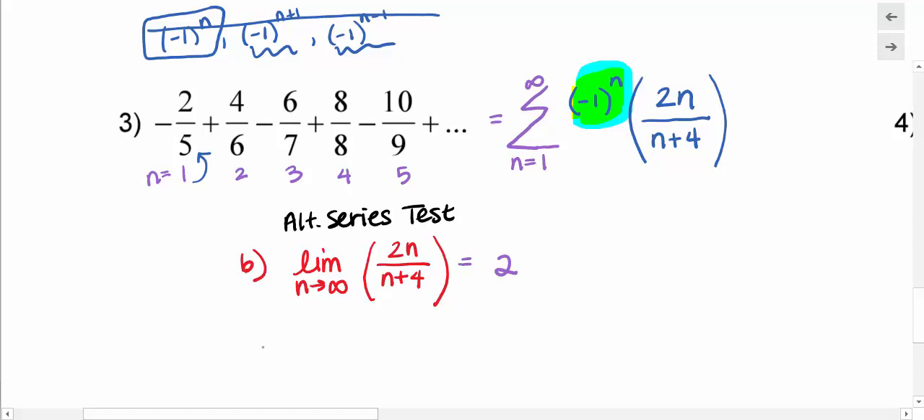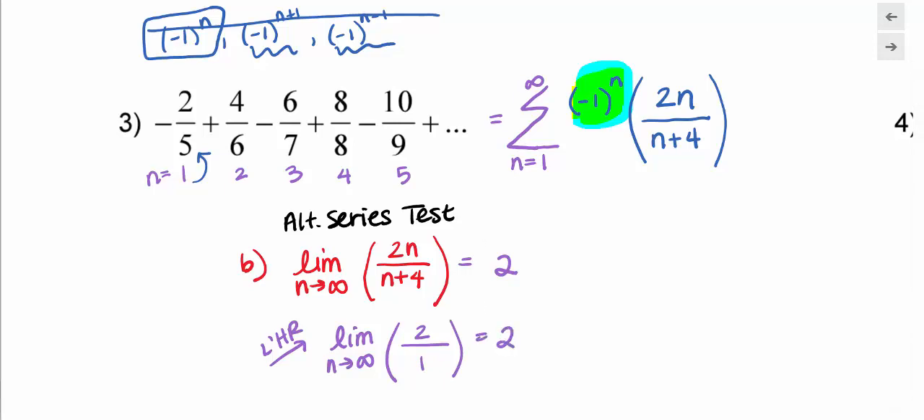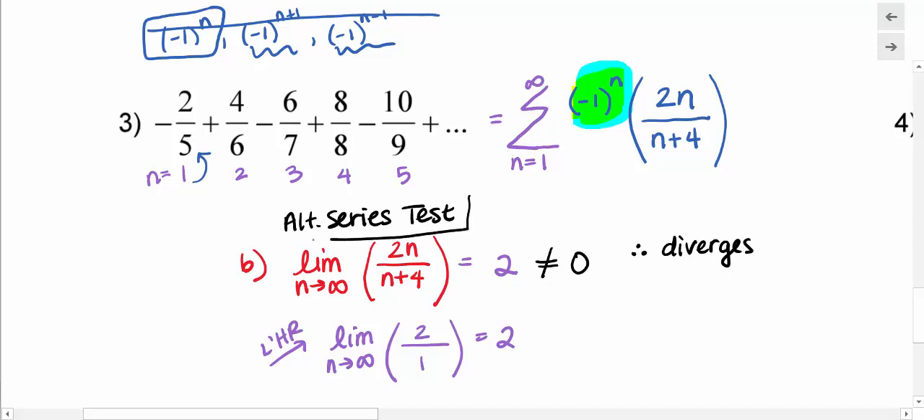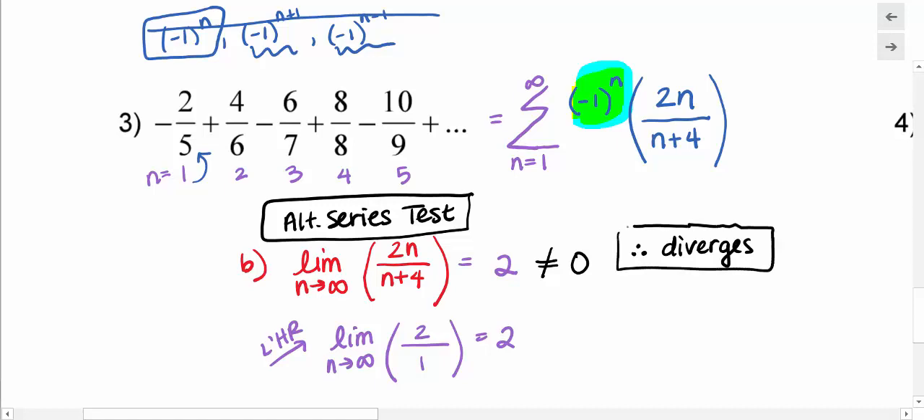But if you wanted to use L'Hopital's rule, it would show you it's 2 as well, because it is infinity over infinity right now. So I'll do the ratio of those derivatives, 2 over 1, so I get 2. So I can see that this limit is 2. It's not 0, so therefore it diverges. And again, you can say you're within the alternating series test, so that is fine. Or you can also look at it as the divergence test being part of the alternating series test, whatever you're more comfortable with.